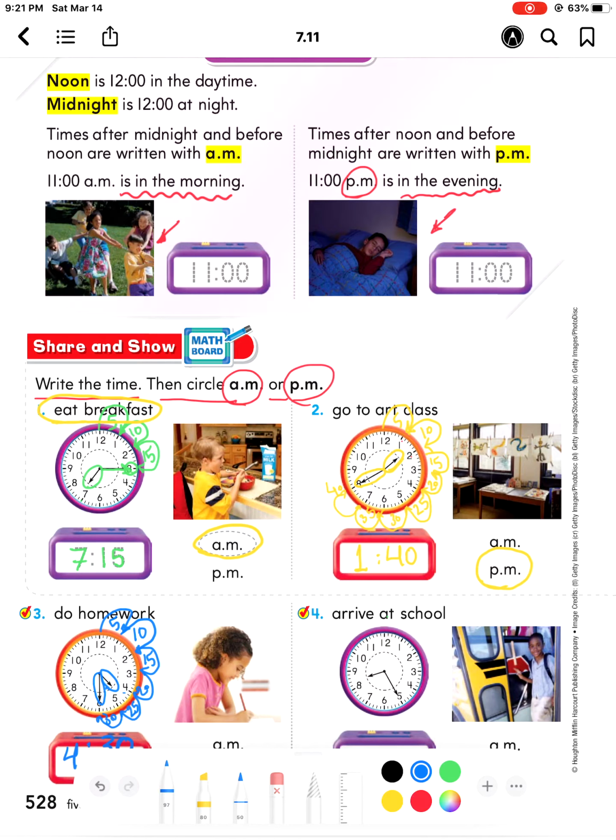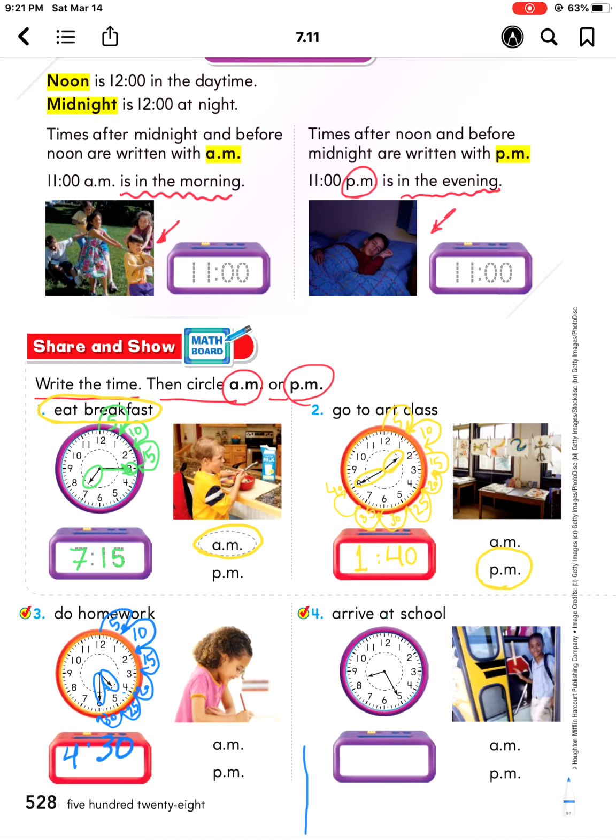Now, before we forget, is it AM or PM? This part. Is it AM or PM? Of course, doing homework is not 4:30 AM. At 4:30 AM we are sleeping. We do this afternoon, after we come from school and eat our lunch. So it's PM. Excellent.